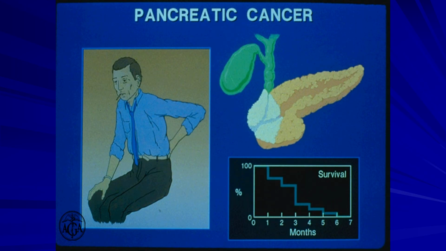Here is an example of obstructive cholestasis caused by a cancer involving the head of the pancreas and impinging and obstructing the distal common bile duct, resulting in obstructive cholestasis. The patient will have abdominal pain radiating to the back, and severe weight loss, and the survival, as you know, is very, very short. This is one of the terrible cancers.